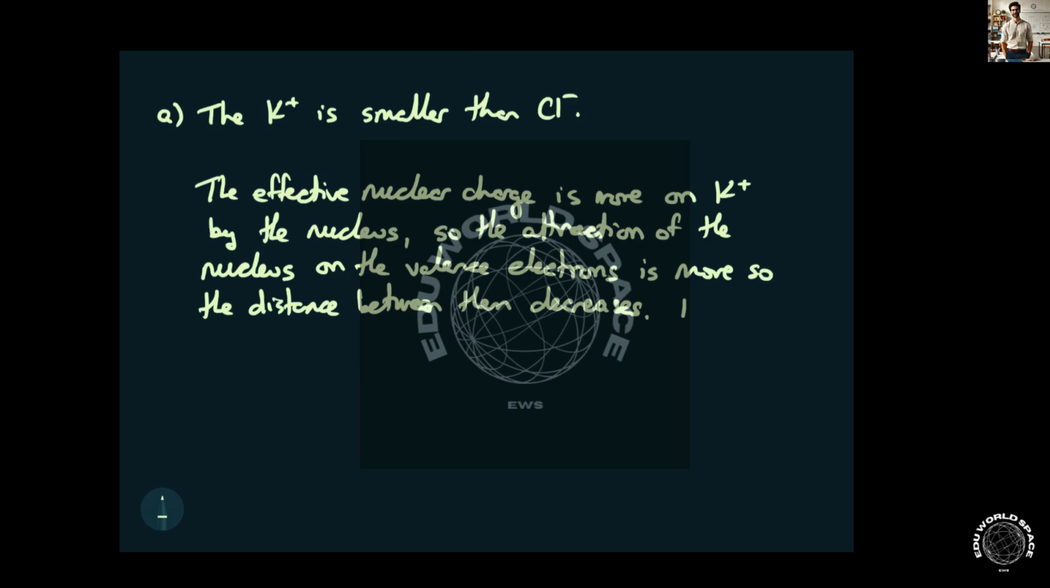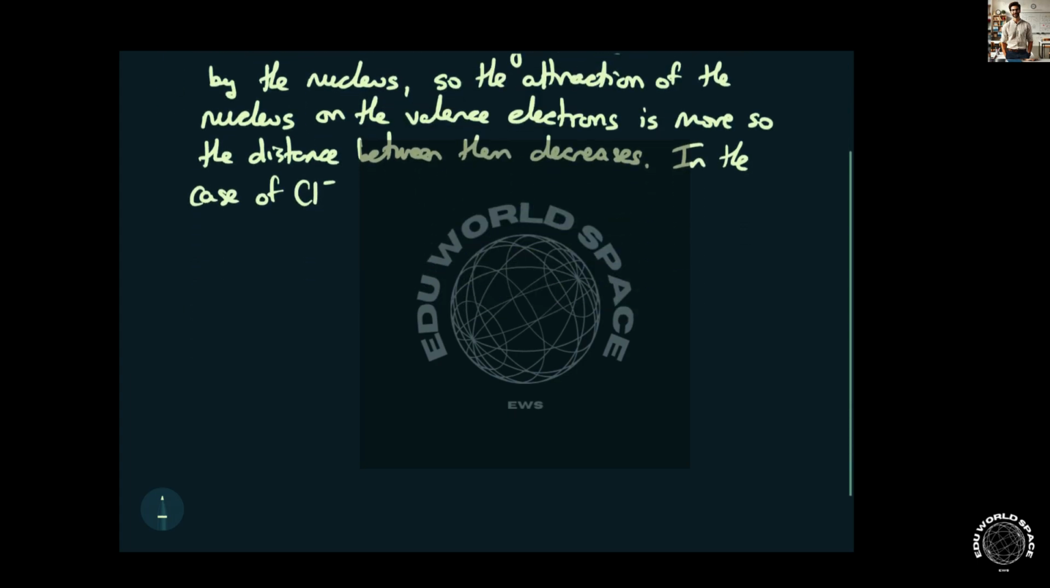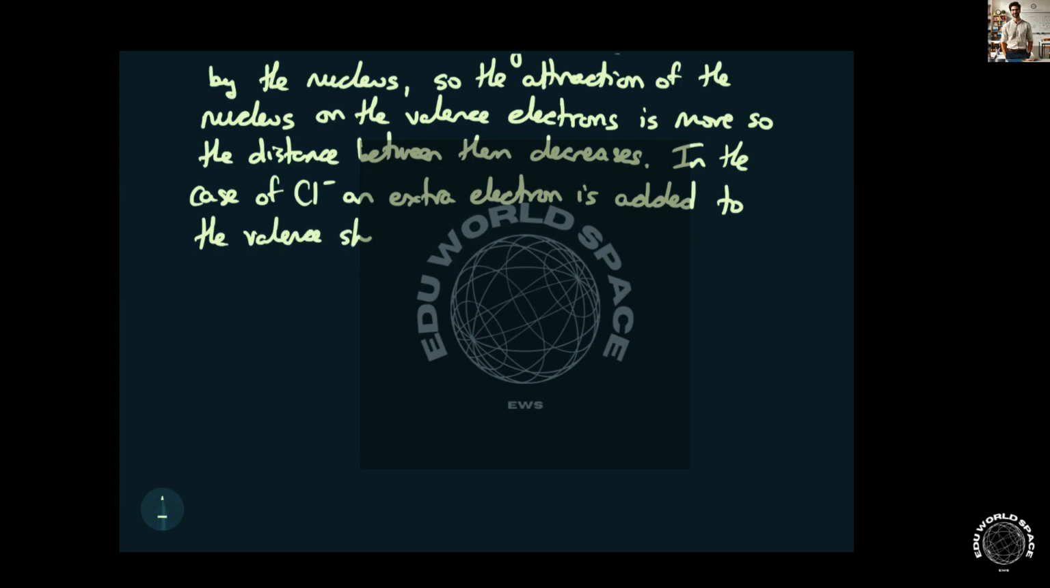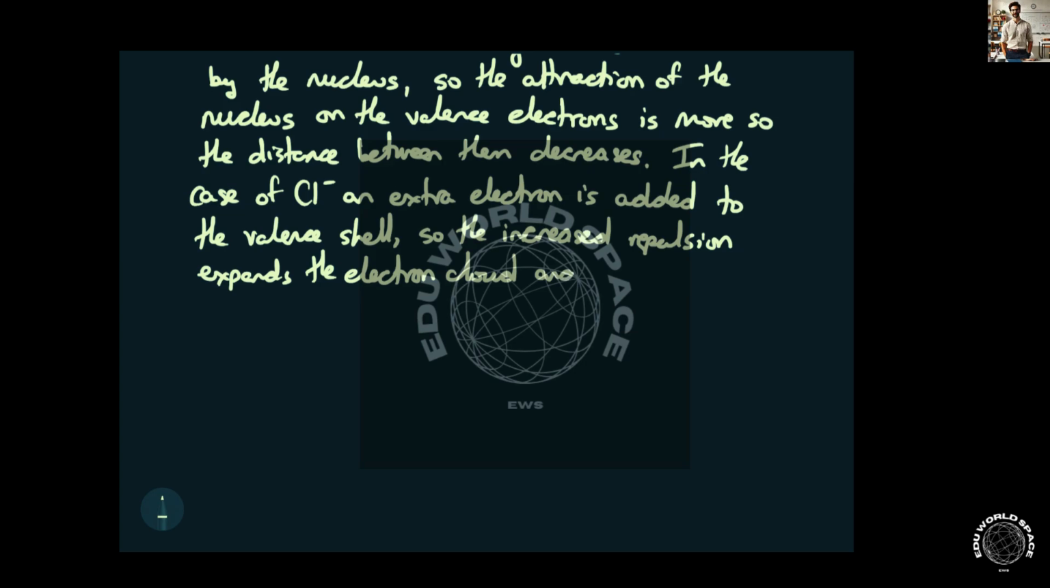In the case of the chloride ion, an extra electron is added to the valence shell, so the increased repulsion expands the electron cloud and increases the size.